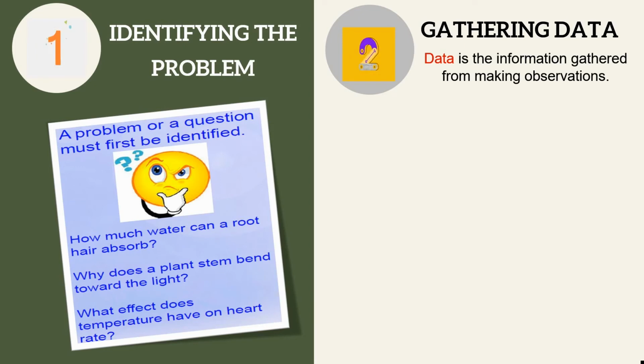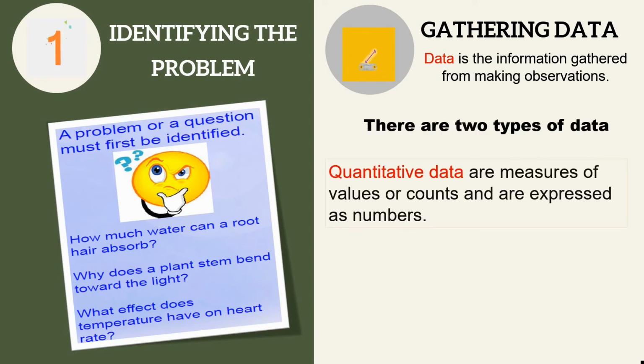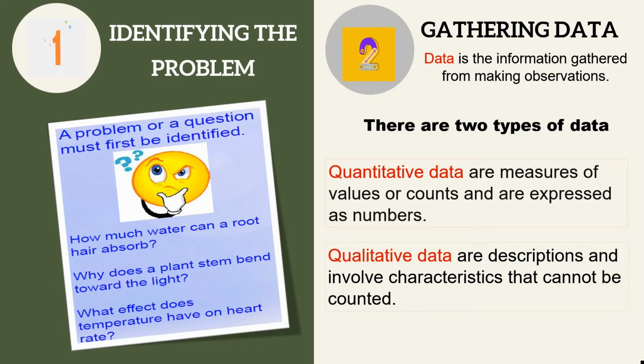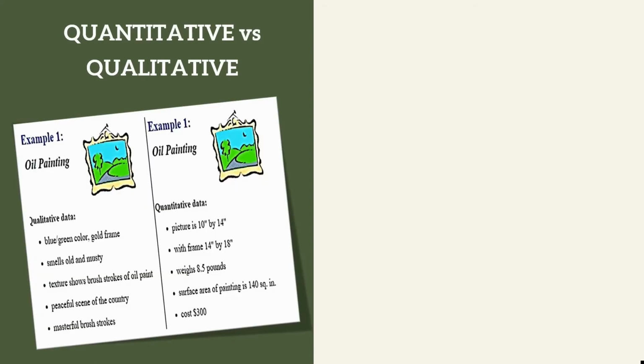In gathering data, we have to bear in mind that there are two types of data. The quantitative data are measured values or counts that are expressed in numbers, while qualitative data are descriptions and involve the characteristics that cannot be counted. For example, your teacher asks you to observe an oil painting. In qualitative data, you can say that the color of the painting is blue and green, and its frame is gold. While in quantitative data, you can say that the picture measures 10 inches by 14 inches.